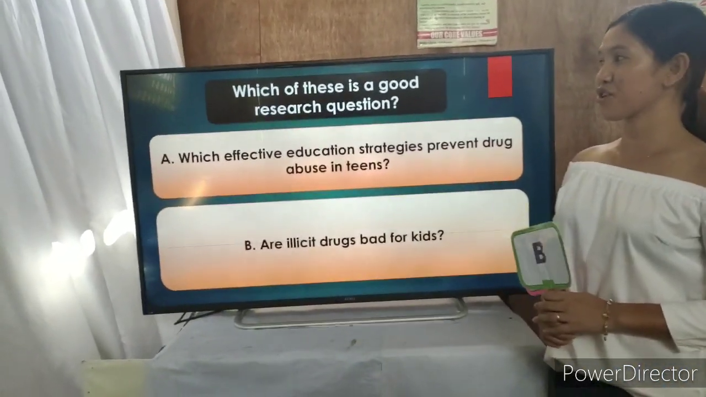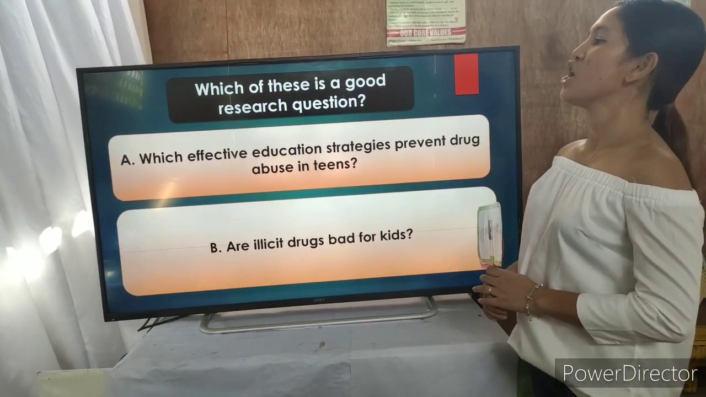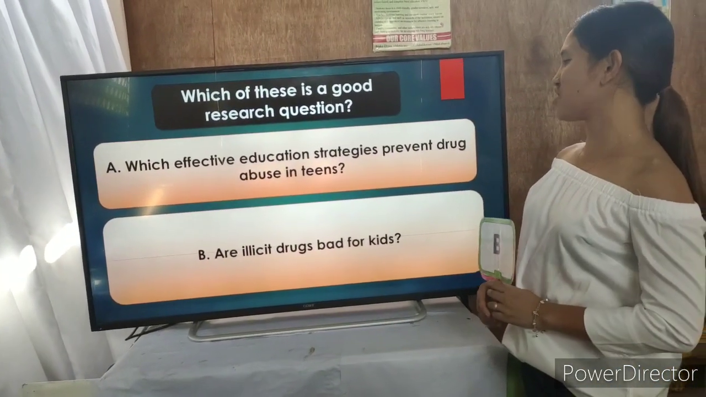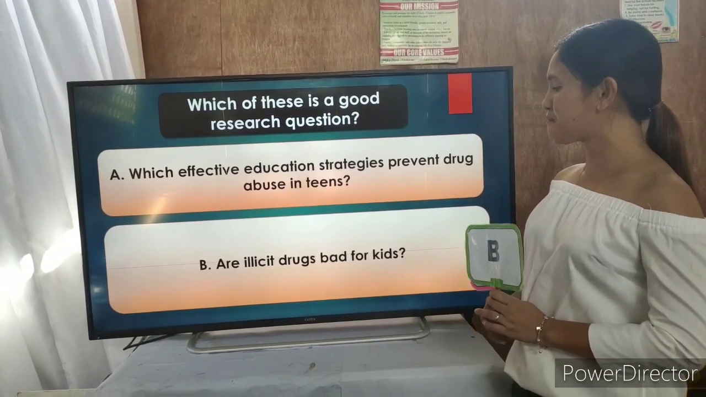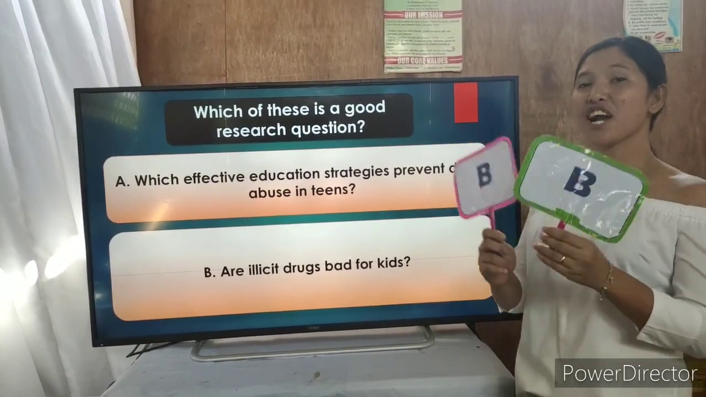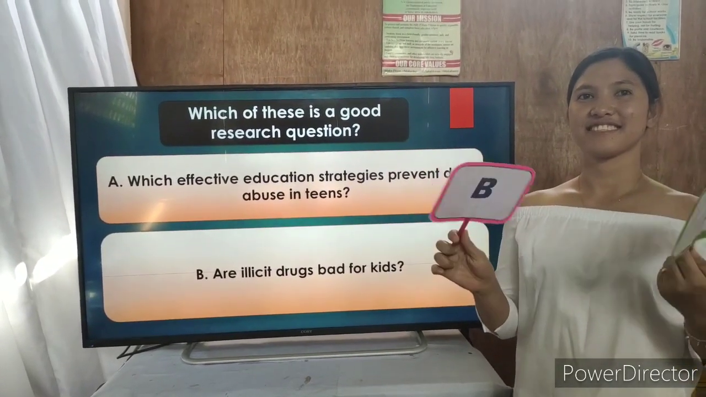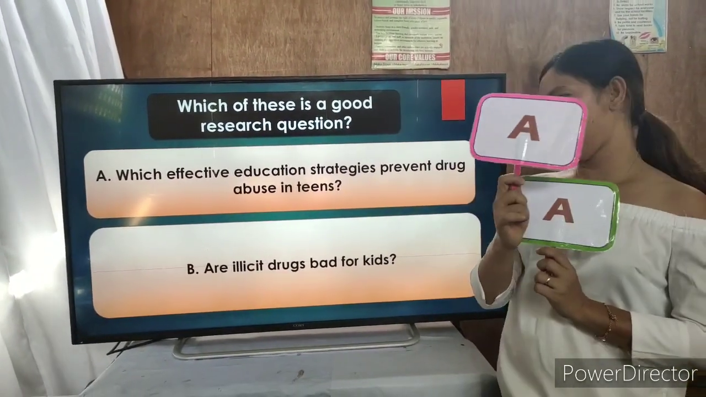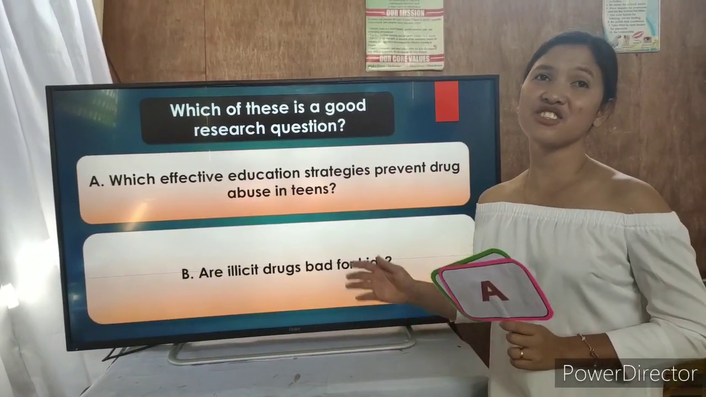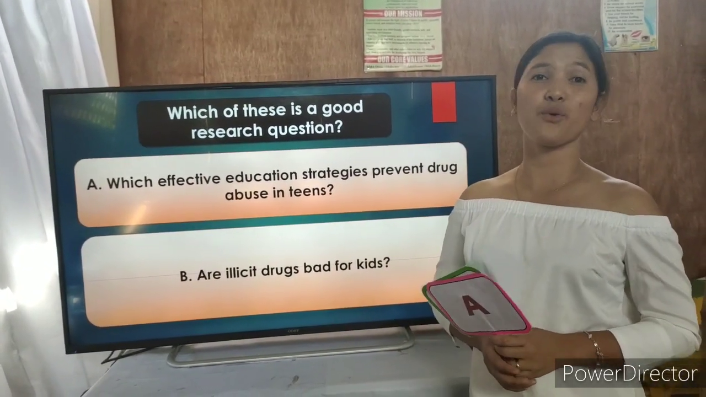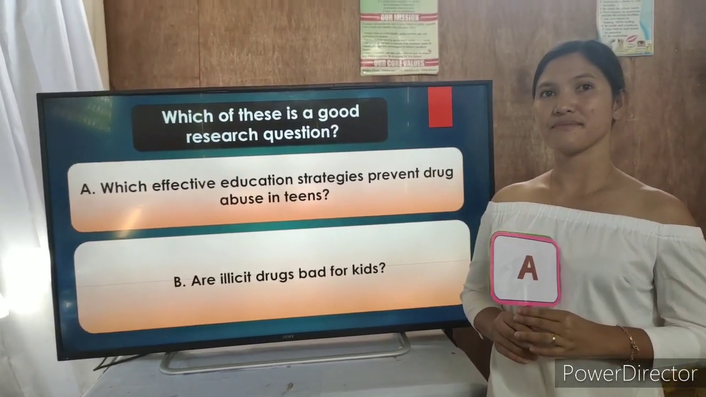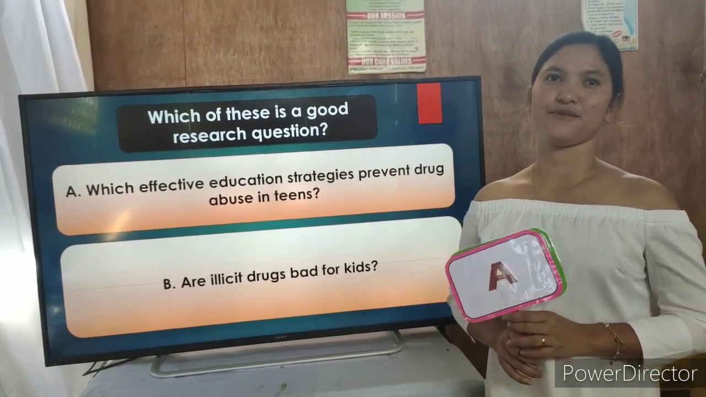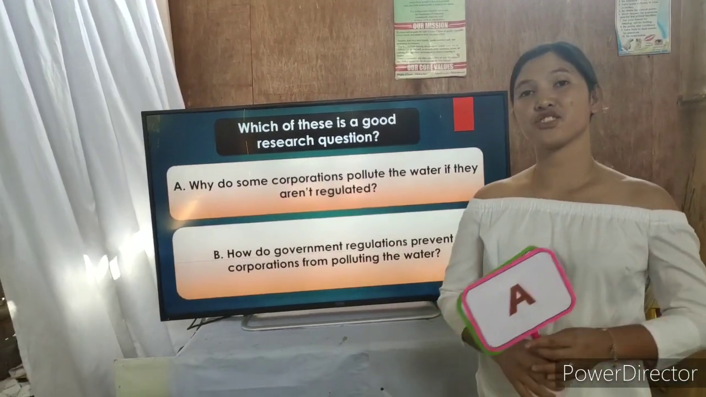Which of these is a good research question? A. Which effective education strategies prevent drug abuse in teens? B. Are illicit drugs bad for kids? What is the answer? Letter A! We already know that illicit drugs are not good for children, so why study it? And also, letter B is answerable by yes or no. This is a good research question.